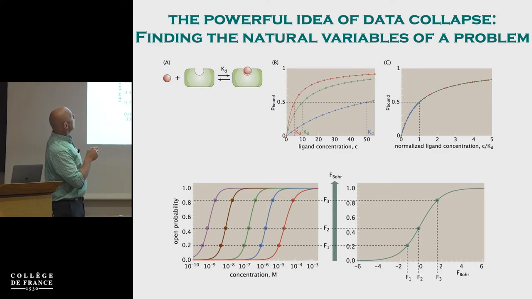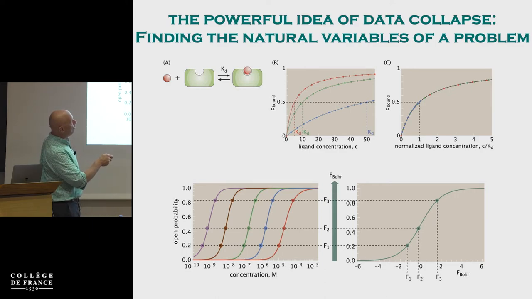So here I'm showing you a ligand. This is a receptor. The ligand and receptor can form a pair. And this curve tells me the probability that this thing is a ligand-receptor pair as a function of how much ligand I have present. When I have no ligand present, clearly it's in this state. When I have tons and tons of ligand present, it's saturated, meaning all the receptors are occupied by ligand. But different receptors have different affinities. They have different stickiness.